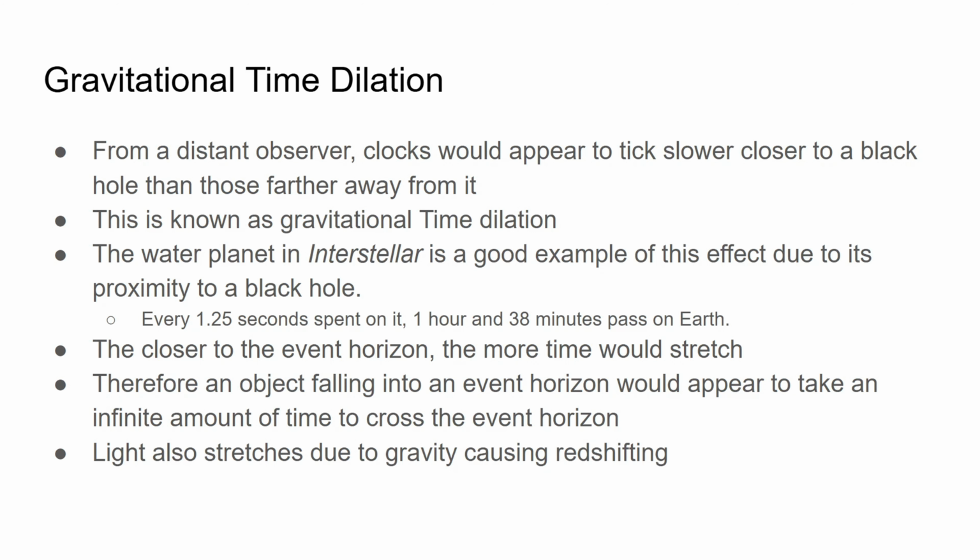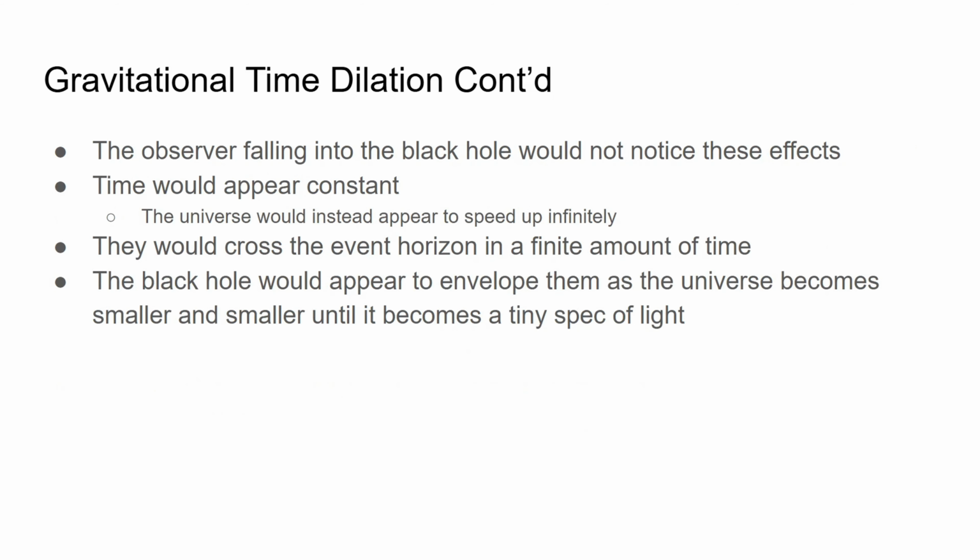So if you were falling into the event horizon, from an observer's view it would appear to take an infinite amount of time to cross the event horizon. And while that's happening, you slowly fade to red light as your electromagnetic waves get pulled and stretched. Meanwhile, from the perspective of the person falling into the black hole, you would not notice these effects. Time would appear constant, and you would just fall into the black hole.